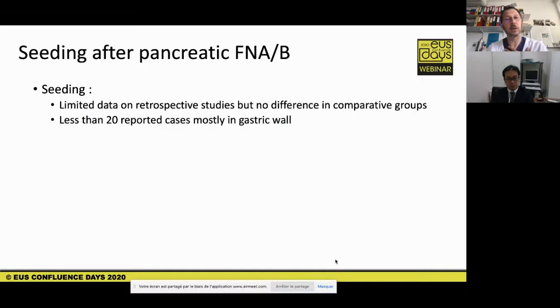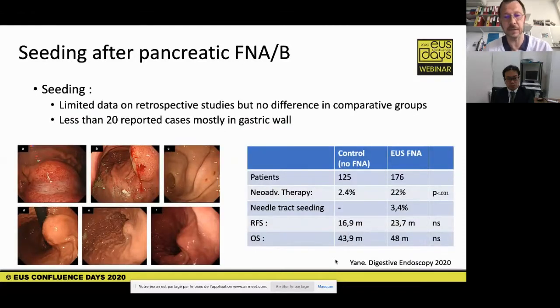Concerning the seeding, the risk seems to be quite limited because we have only limited data and only case reports. However, quite recently there was a study by a Japanese team. It's not a prospective controlled study, it's a retrospective controlled study. But in the group of EUS FNA in the body or tail of the pancreas where there was a cancer, they found in the 5-year follow-up up to 3.4% of patients with seeding in the needle tract. However, the recurrence-free survival and the overall survival were similar in the two groups.